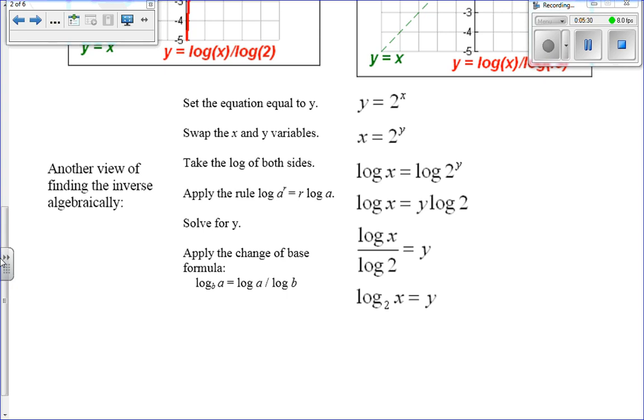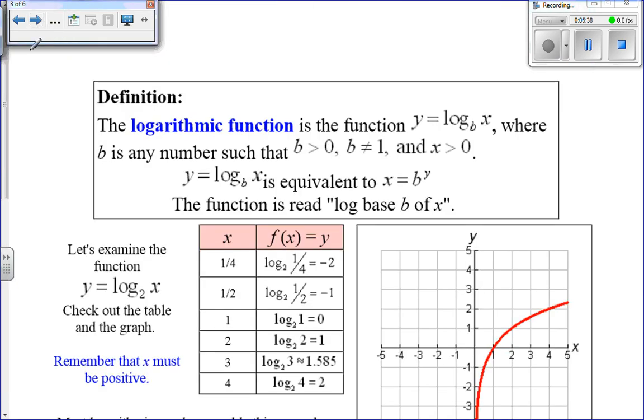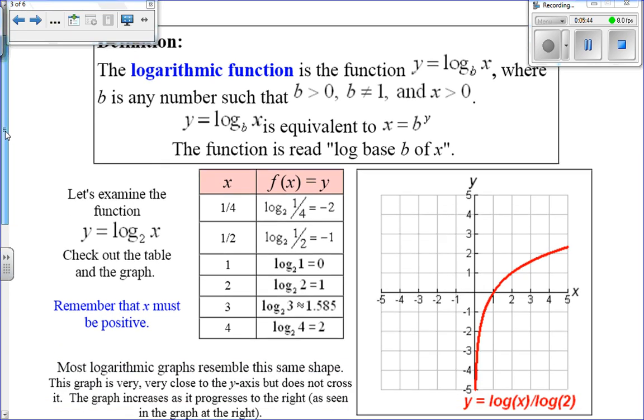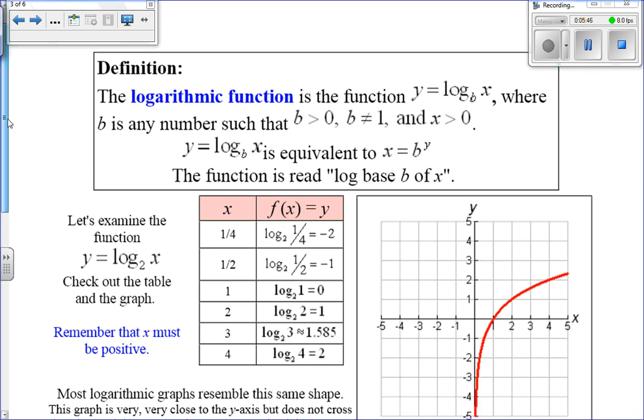So, let me go to the next page here. The definition. Okay, the definition, we have the logarithmic function is the function y equals log base b of x, where b is any number such that b is greater than 0, b is not equal to 1, and x is greater than 0.